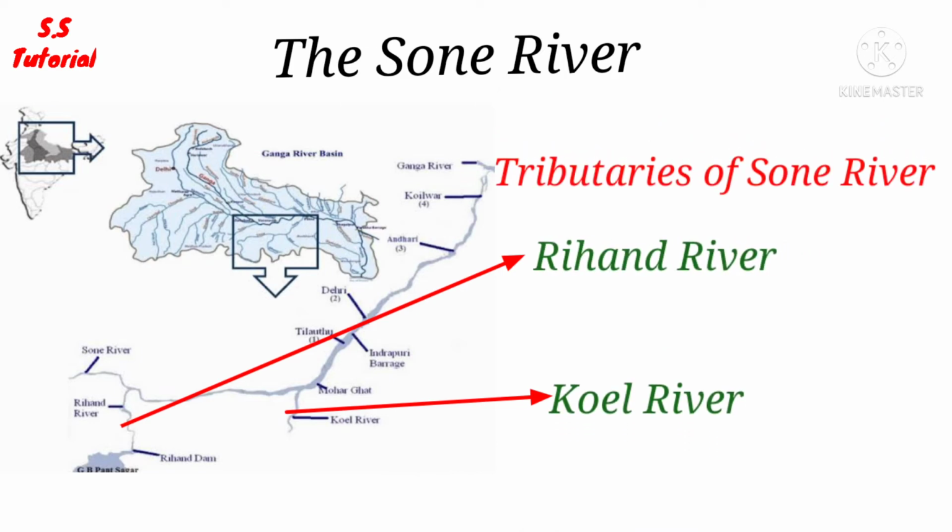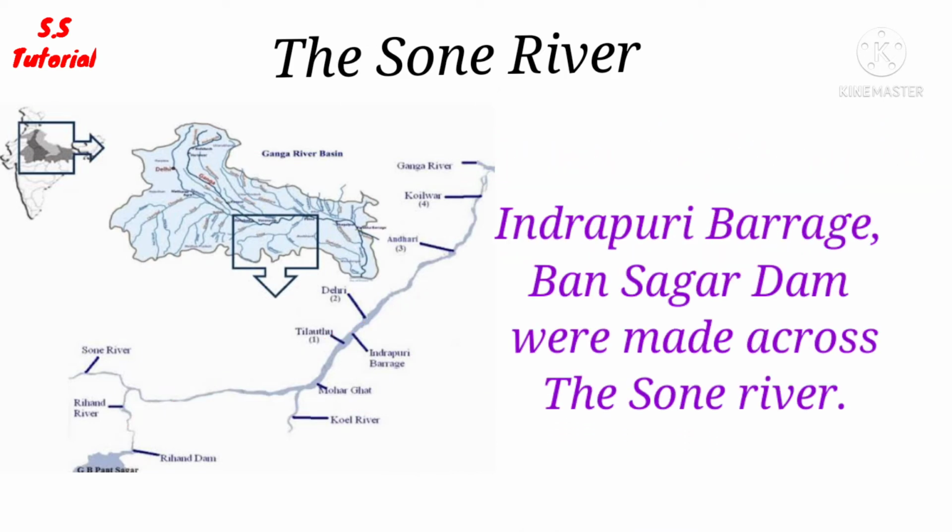The main tributaries of the Son River are Rihand River and the Koel River. The Indrapuri Barrage near Delhi is one of the largest dams in India, and the Bansagar Dam in Madhya Pradesh is a multi-purpose river valley project on the Son River.